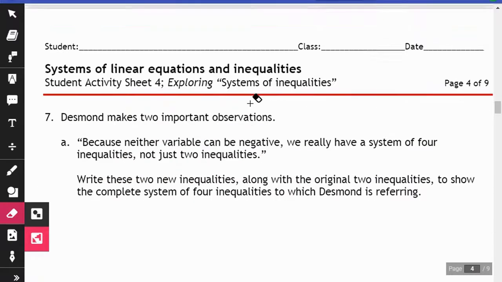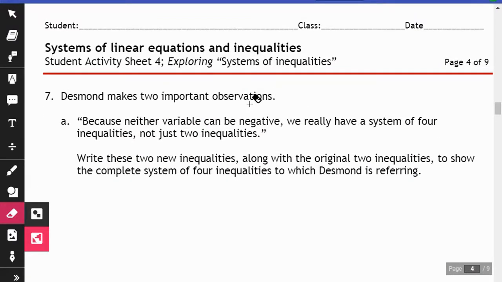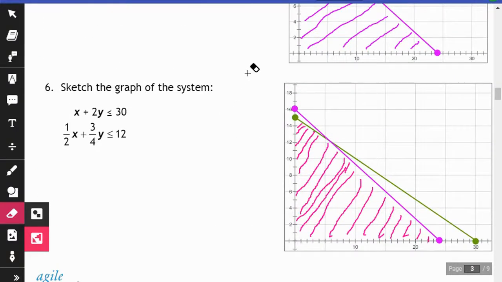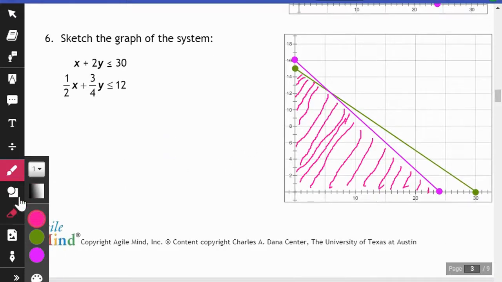Now, Desmond says because neither variable can be negative, we really have a system of 4 inequalities, not just 2. And this is technically speaking true, because we can't have negatives. What is he getting at? Well, usually graphs are bigger than this, right? Usually graphs go out this way and like that, and there's an x-axis and a y-axis. Why don't I have stuff over here? Why am I not keeping track of stuff over here?